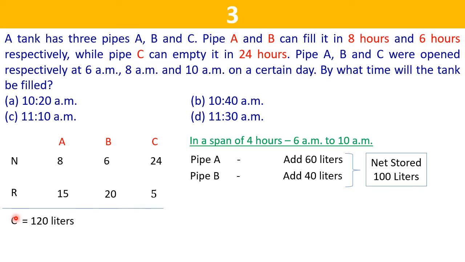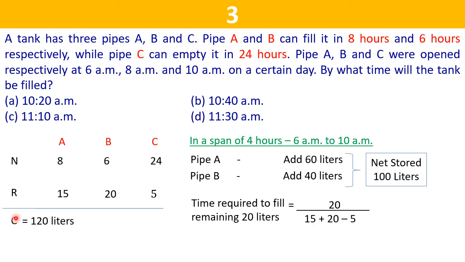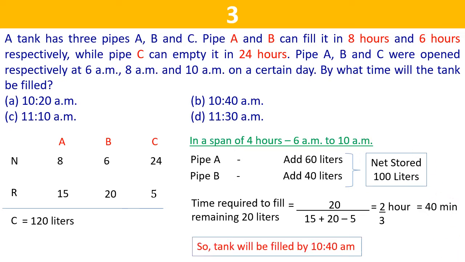Now the third pipe which is called emptying pipe C is also opened. So we need to find out to fill remaining 20 liters how much time it will take. Time required to fill remaining 20 liters is equal to 20 liters divided by filling rate that is 15 plus 20 minus emptying rate that is 5, because pipe C is also opened. So that will come out to be 2/3 of an hour, so called 40 minutes. So after 10 o'clock, 40 more minutes will be needed to fill the tank. Hence the tank will be filled at 10:40 am. Option B.